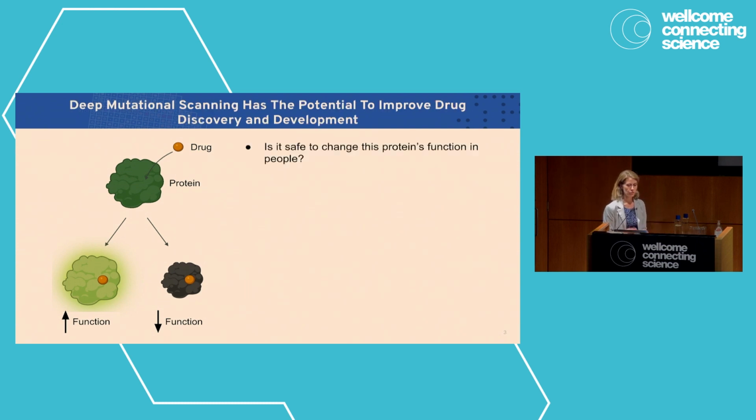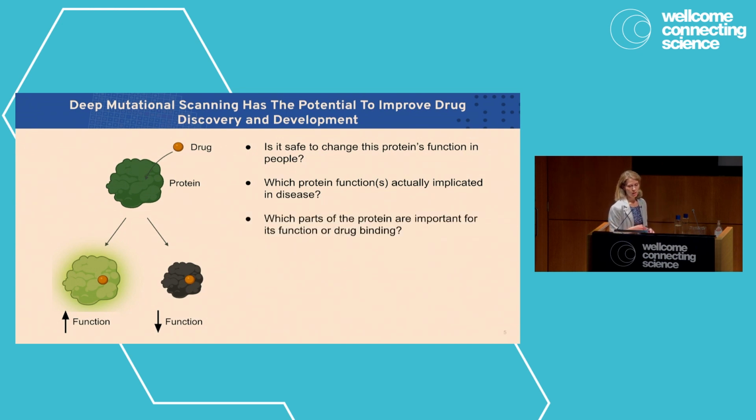nice answers to. The first is, is it safe to actually change this protein's function in people? The second is, which protein functions are actually implicated in disease, and therefore which functions do you actually need to target with a drug? The third is, which parts of the protein are important for its function or for drug binding? And then the fourth is, are patient mutations in the protein likely to affect whether or not a drug works?